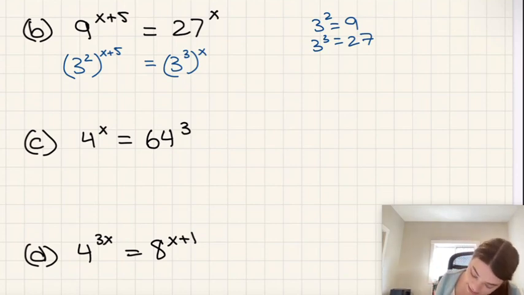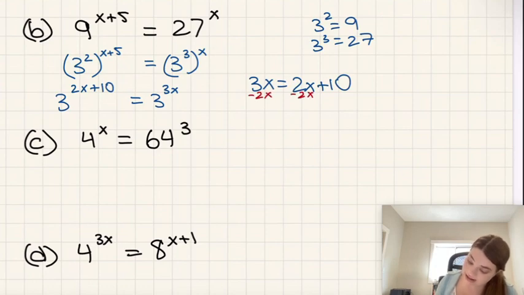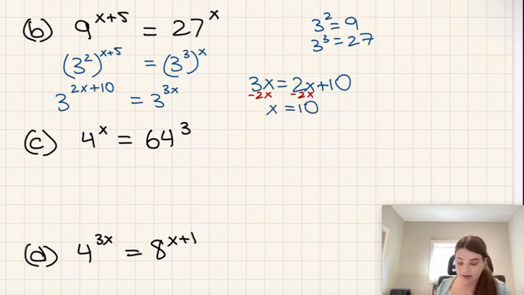So over here, we're going to get 3 to the power of 2x plus 10 is equal to 3 to the power of 3x. Now we have the bases the same, and we just need to equate these, and we will get that 3x is equal to 2x plus 10. Then if we subtract 2x from both sides, we get that x is equal to 10. And this is something that we can check with our calculator, right? We can plug in 10 for x and just make sure that that is correct.